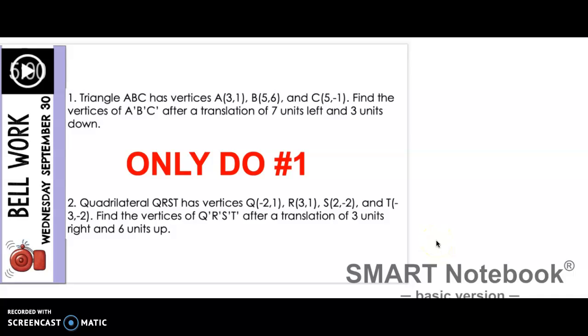All right, today we're going to go over the solution to the bell work problems from Wednesday, September 30th. So here we have two problems. We are only going to complete number one.